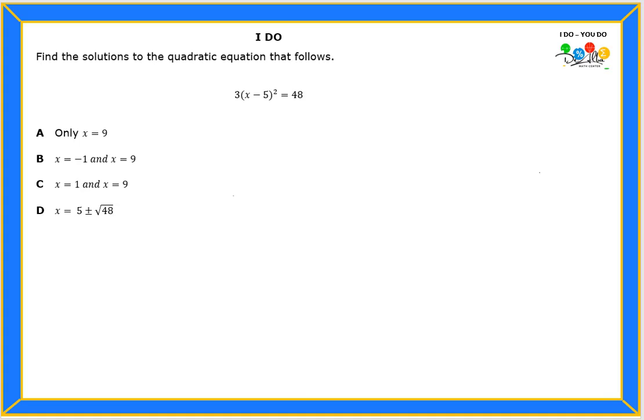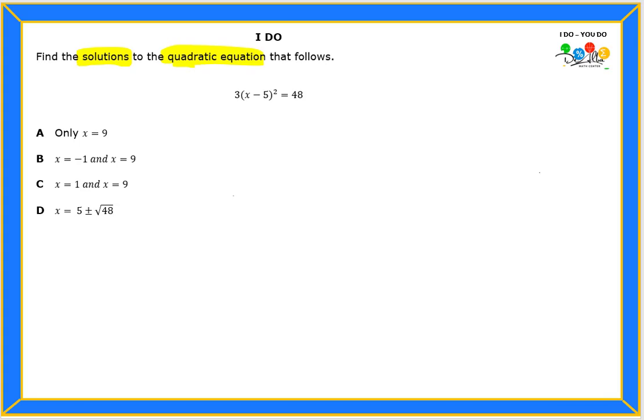Hello students, let's read the problem. It says, find the solutions to the quadratic equation that follows: 3(x - 5)² = 48. So they're asking me to find the solutions, right? And of course they're giving me a quadratic equation.